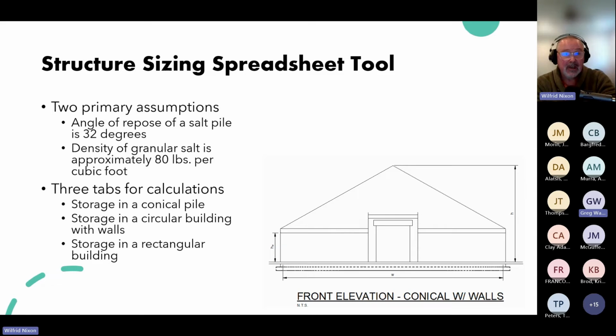Getting into the structural sizing spreadsheet tool, it's based upon two primary assumptions, and I need to be upfront about these. The angle of repose of a salt pile is 32 degrees. That is, if the salt is reasonably dry and does not create a crust, then it will create a pile that has a maximum angle of 32 degrees.